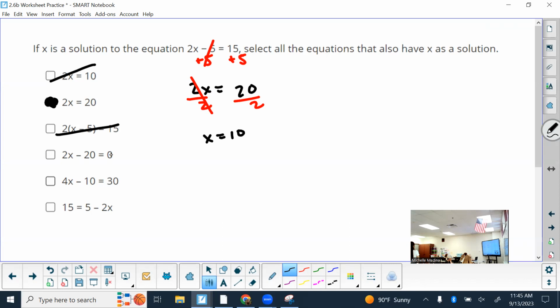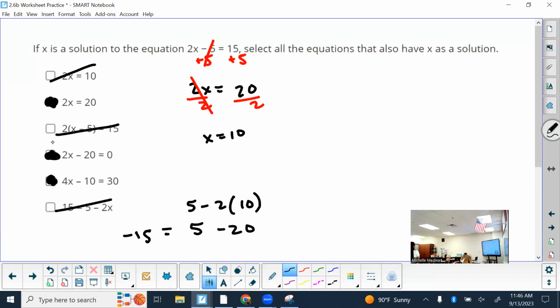2 times 10 is what? 20, and then it's 20 minus 20, 0. Pick that one. 4 times 10 is what? And then minus 10, is that 30? So take that one. And then down here, I have a negative 2 times 10. Plugging in the 10 here was negative 2 times 10. And then what is 5 minus 20? Is that going to be 15? It would be a negative 15, not positive 15. So then don't pick that one.